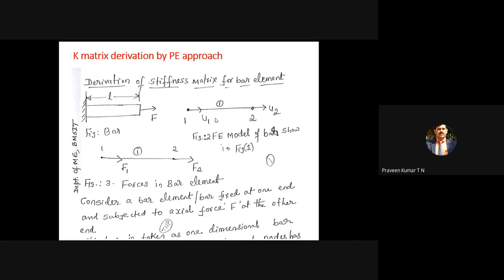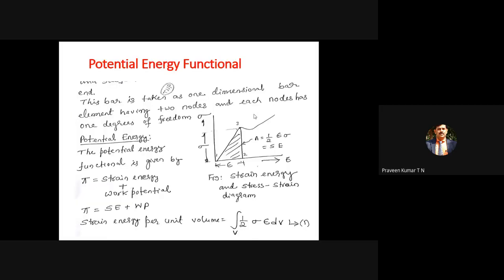So for the mechanical structure, we have the finite element model, which is like a simple bar element. At node 1 the displacement is u1, at node 2 the displacement is u2. Now we have the potential energy functional. The potential energy is a function of strain energy. It is also a function of the work potential. Work potential is nothing but the work done due to the application of the load.